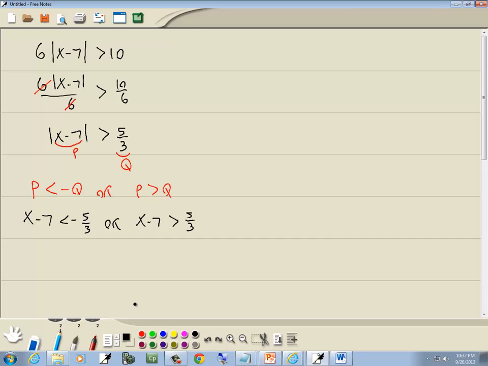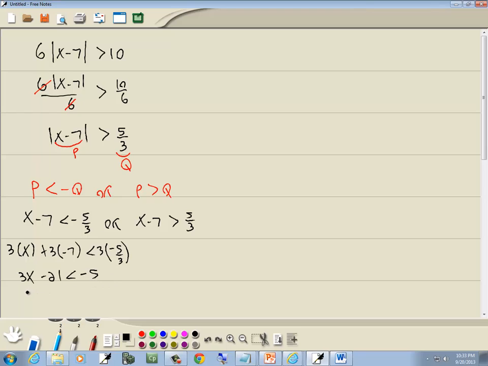Our first step says get rid of parentheses. Don't have any. Second step says get rid of fractions. Multiply everything by the LCM of all your denominators. We only have one denominator, the 3, so we'll multiply everything by 3. So 3 times x, 3 times negative 7, and 3 times negative 5/3. That gives us 3x. 3 times negative 7 is negative 21. These 3's cancel and gives us negative 5.